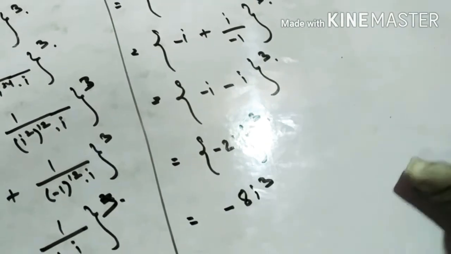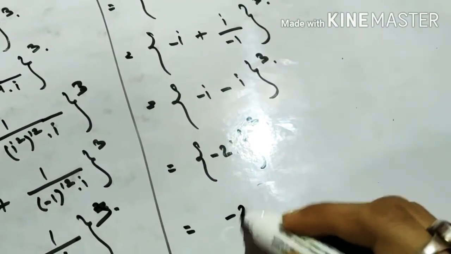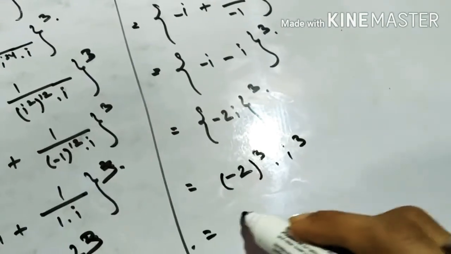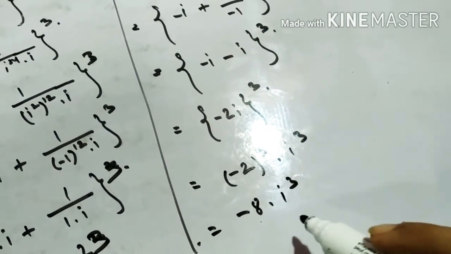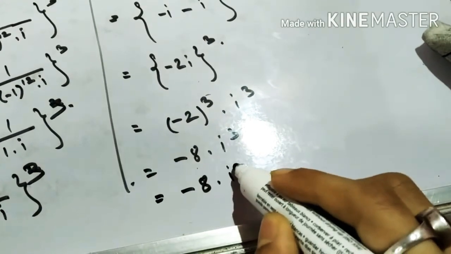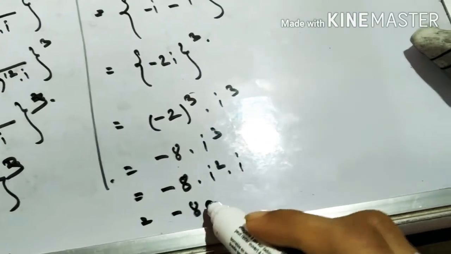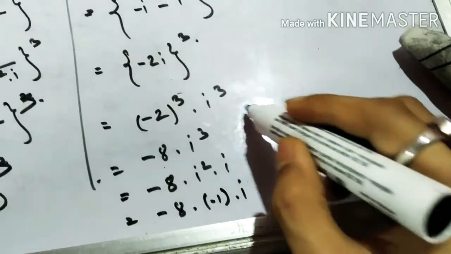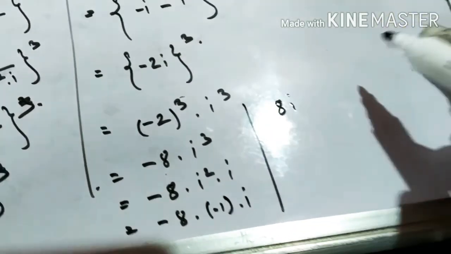Or this thing you can write in this way: equals minus 2 to the whole power 3 into i cube, equals minus 8 into i cube. So this thing you can write as minus 8 into i square into i. So this will become minus 8 into minus 1 into i. So ultimately you will get 8i.